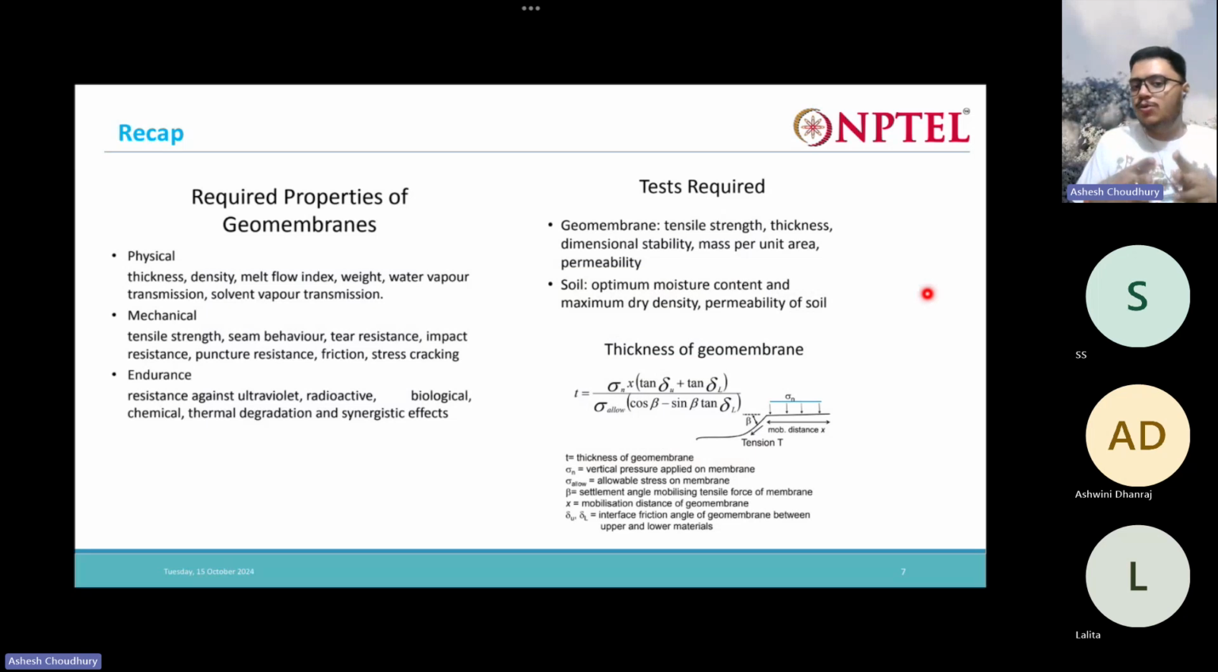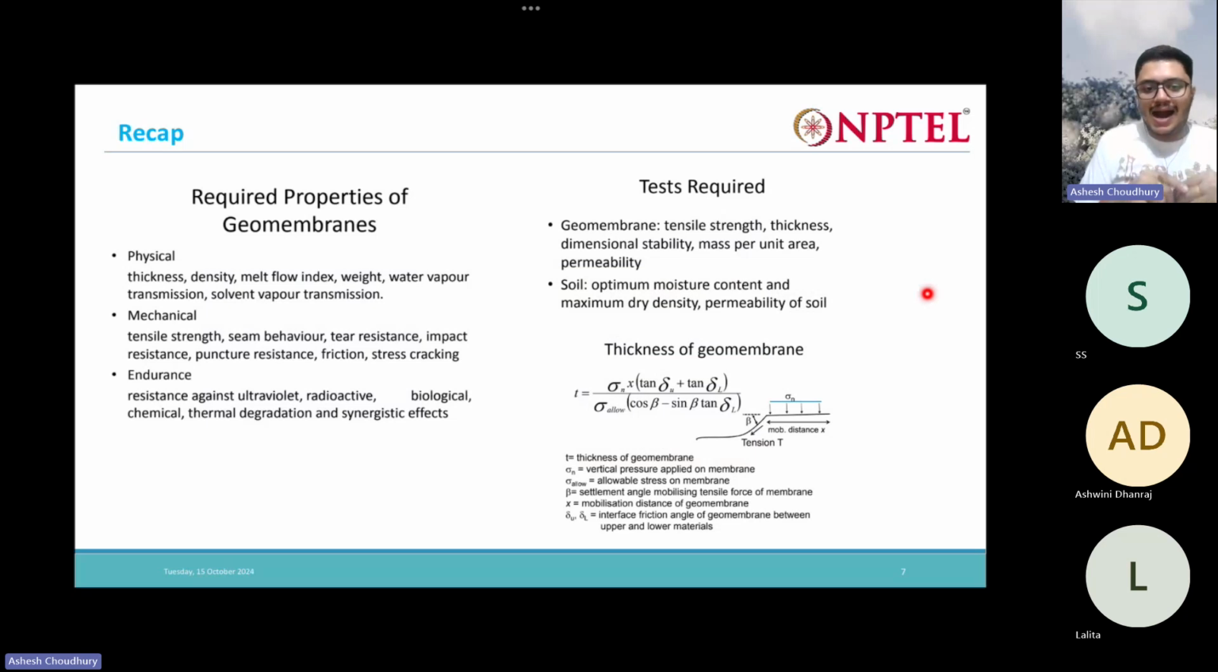Now, what are the tests required for a geomembrane? One is the strength test, right? The tensile strength test. Then you have to determine the thickness, then stability, mass per unit area. Most of these are similar to whatever we studied for geotextiles, right?